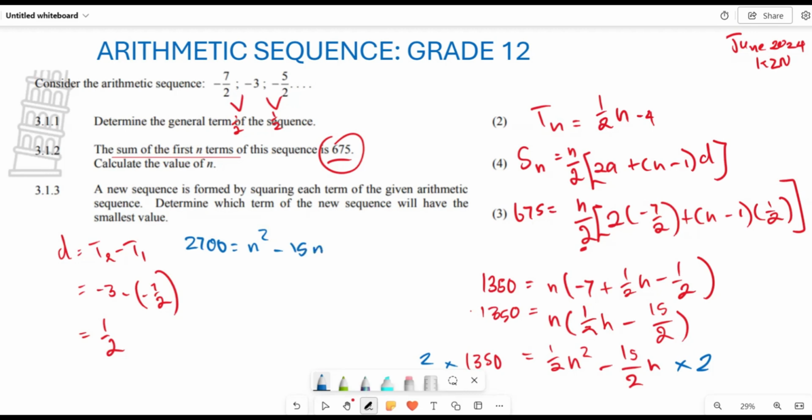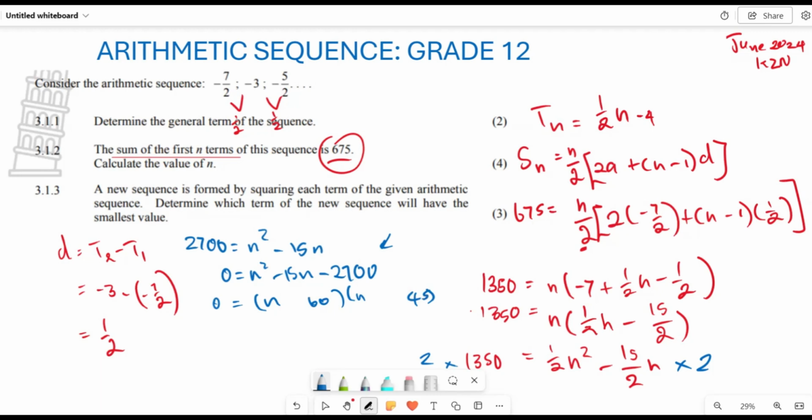Now what can you do? You can collect like terms: 0 equals n squared, subtract 15n, minus 2700. Then from here, 0 equals, you open up your two brackets, this is your n, this is your n. If you are not sure, you can still use your quadratic formula to calculate the value of your n. But the factors that can give us the negative 15 here are 60 and 45. Yes, 60 and 45.